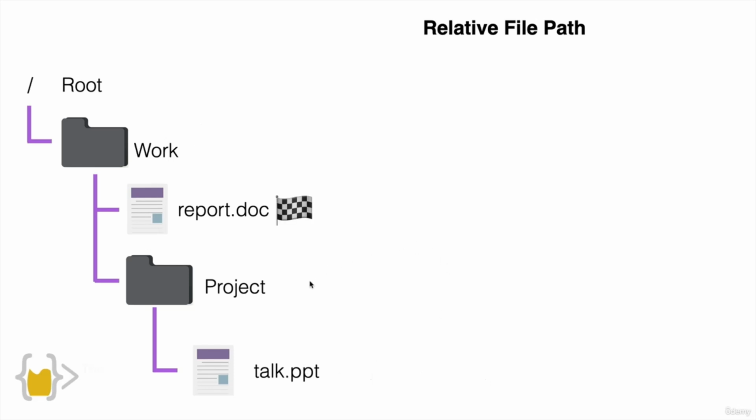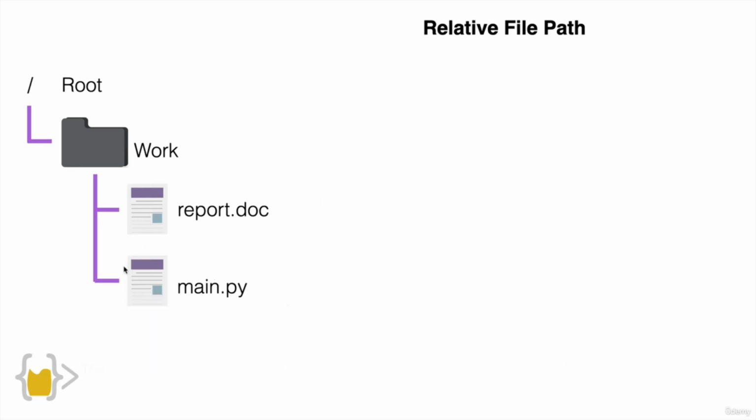Now, what if we wanted to go upwards in the directory tree? Let's say we wanted to get a hold of this report.doc, but we are currently working inside this project folder. How do we go one step up? Well, we would write .. so 2 dots now, /report.doc. So we're inside this project folder, we're coming out of it to the parent folder, which is the work folder, and then we're getting hold of this file. So that 2 dots represents going one step up in the hierarchy to the parent folder, which in this case is the work folder.